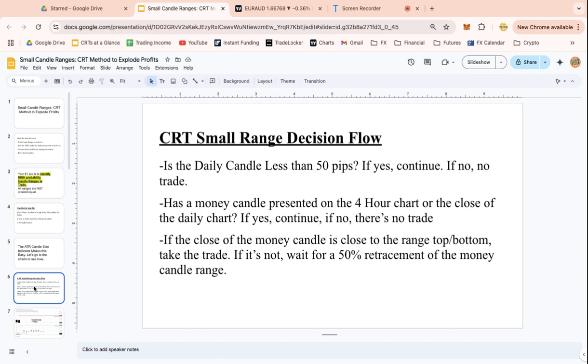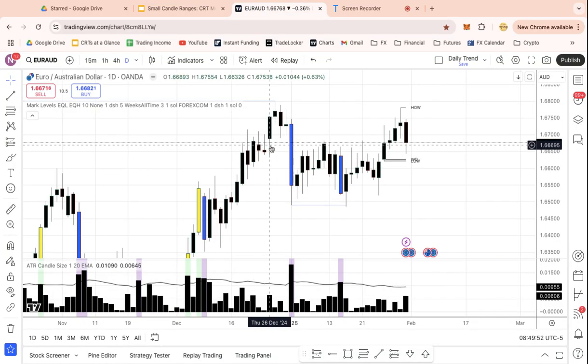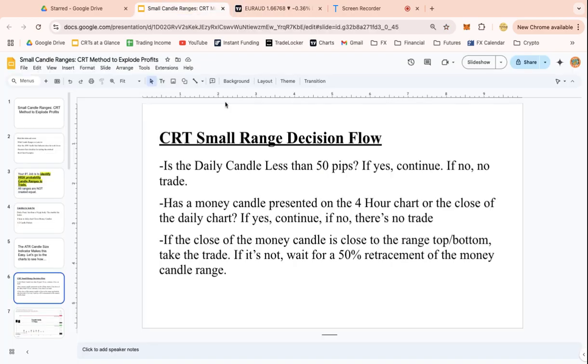So here's our decision flow for the trades we're going to be looking for. Number one, the first question that we ask is, is the daily candle less than 50 pips? Is this number right here on the ATR less than 50? If it's not, there's no trade.